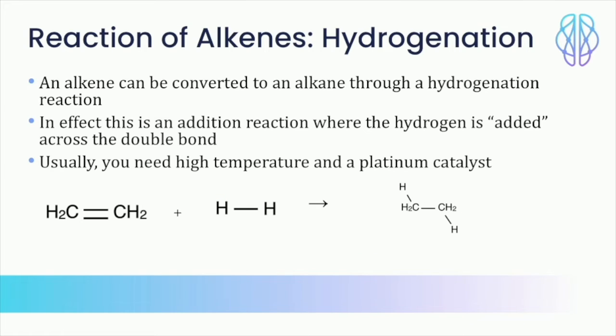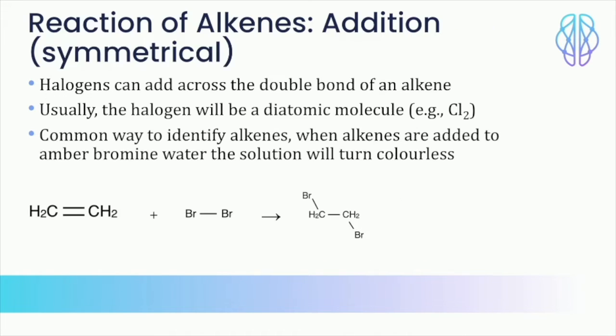Long story short, the high yield associations are that ethene or any alkene can be hydrogenated to form its counterpart alkane. You need a high temperature and a platinum catalyst to do this. So alkenes can undergo three types of addition reactions: a hydrogenation reaction that we just covered, an addition reaction with a halogen, and in the next slide we're going to cover an addition reaction with water.